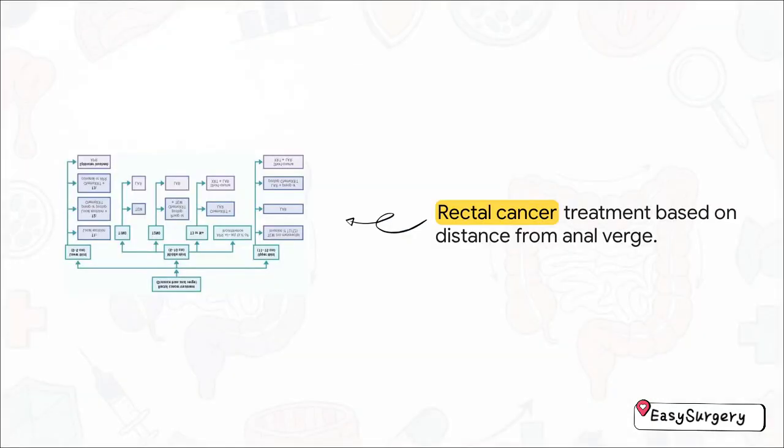If you trace this algorithm with me, you'll see that rectal cancer treatment diverges sharply based on the tumor's physical distance from the anal verge. It's like a geographical map. A tumor in the upper third might just need a low anterior resection or an LAR. But as you move down to the lower third, less than 5 centimeters from the verge, sphincter preservation gets much, much harder. That often dictates a permanent colostomy via an abdominoperineal resection, or APR.